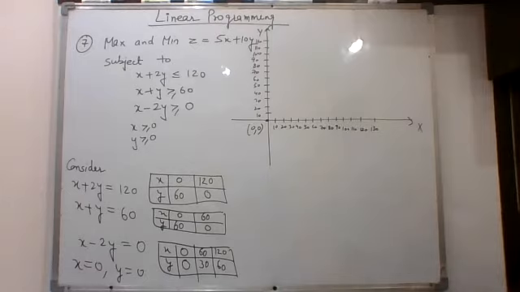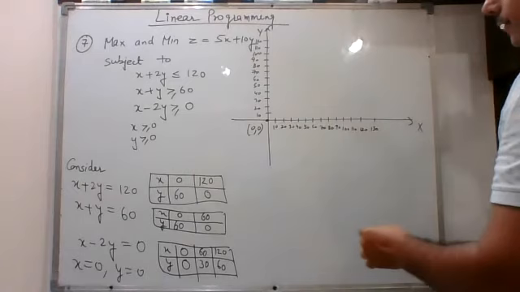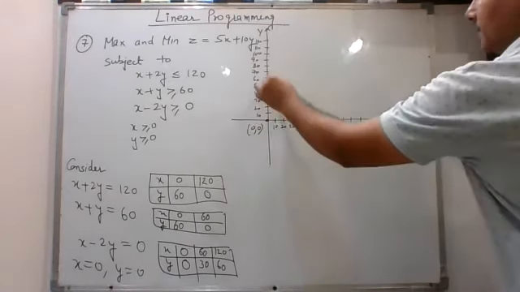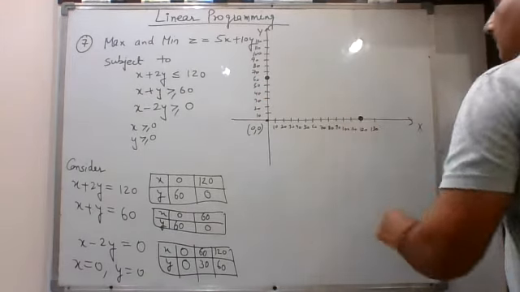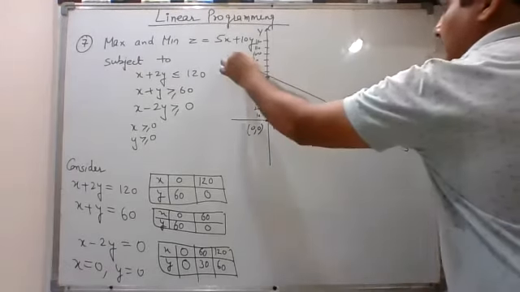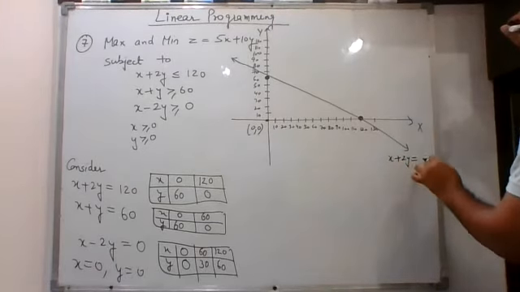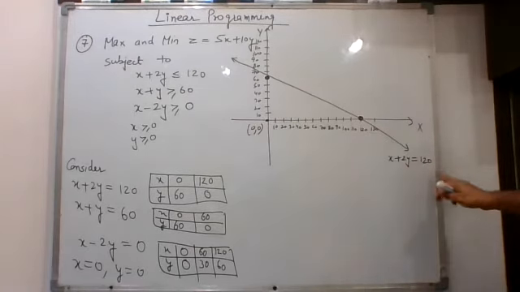So by taking the scale, we have drawn these coordinate axes. After that, let us plot the lines one by one. First of all, 0, 60 will be here. Then 120, 0 will be here. So you will join this line with the help of a scale passing through these 2 points. You have to write the equation of the line in the equality form.